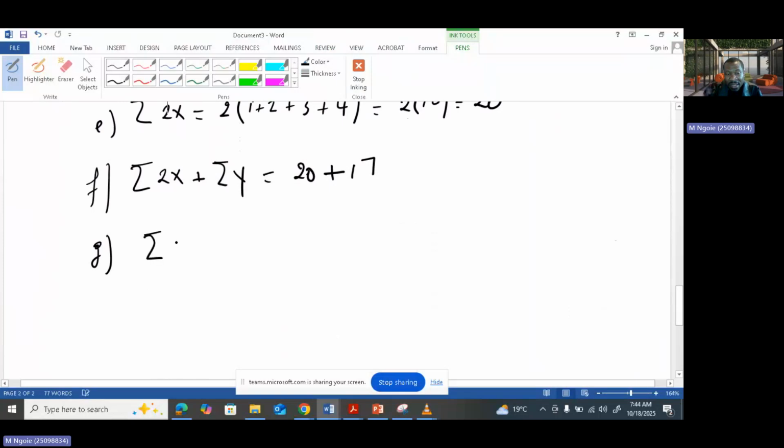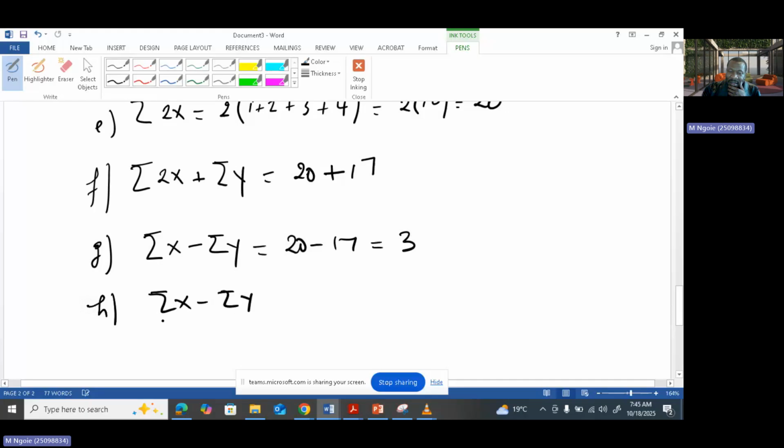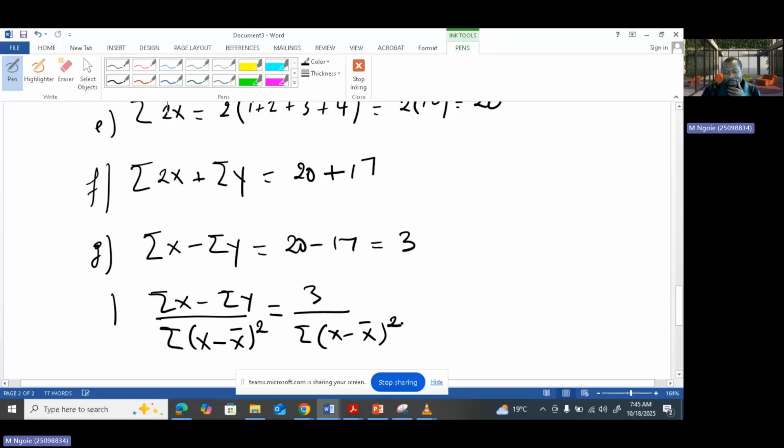Sometimes again, it can be sum of x, right? Or maybe minus the sum of y, that's going to be 20 minus 17, that's going to be 3. Sometimes again, it can be the sum of x, sum of y divided by the sum of x minus x bar squared, right? They can ask you to do this, but you already know how to get this. It's 3. You divide it by the sum of x minus x bar squared.